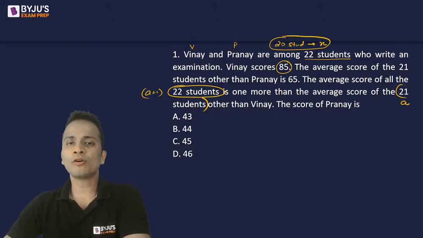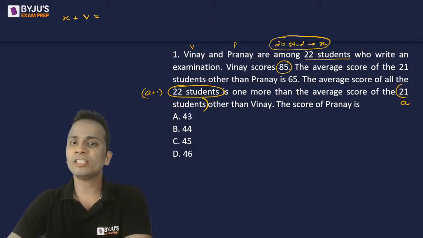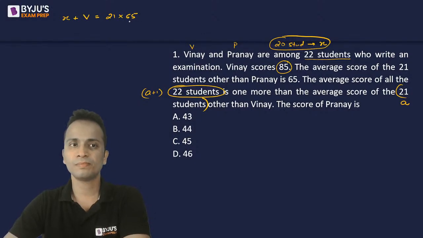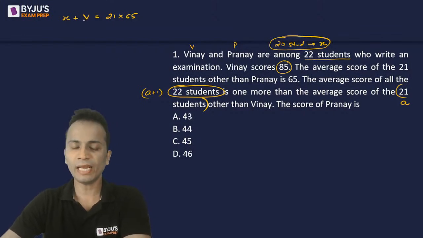Now the average score of 21 students other than Pranay. So other than Pranay, that means the score of these 20 students and Vinay. The average is given as 65. So 21 into 65 will be the sum of these 20 students and Vinay, right?